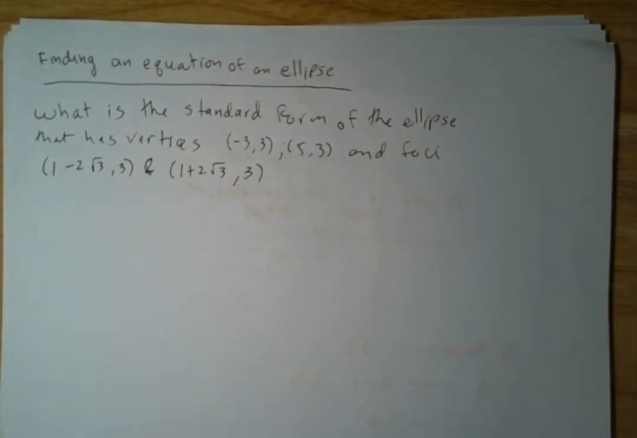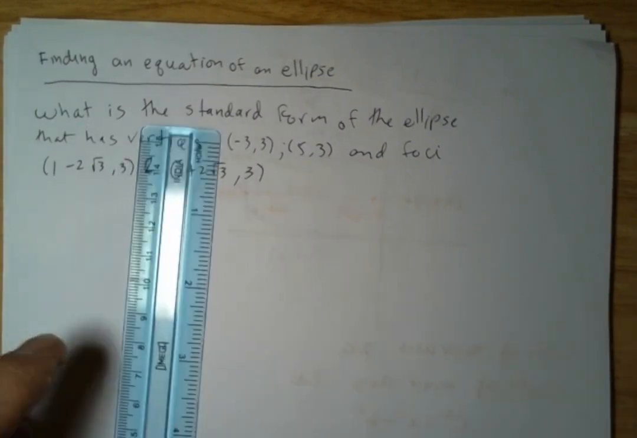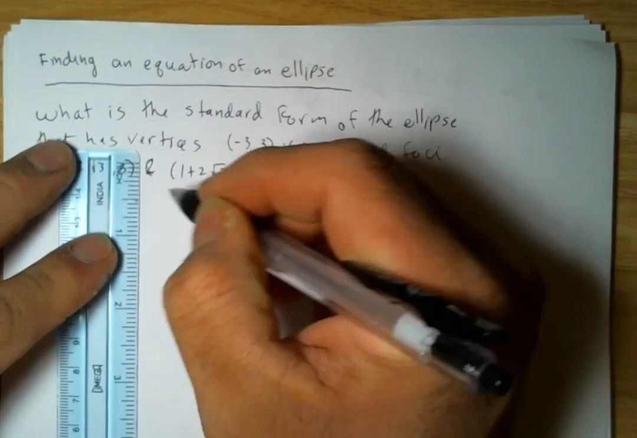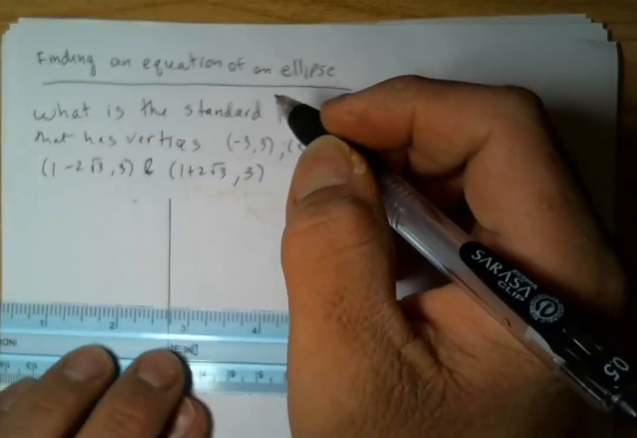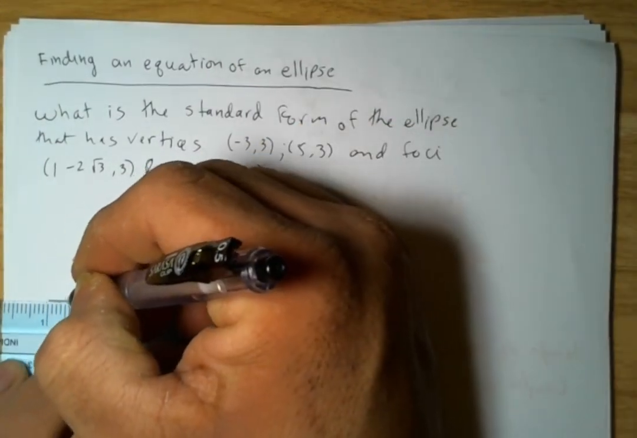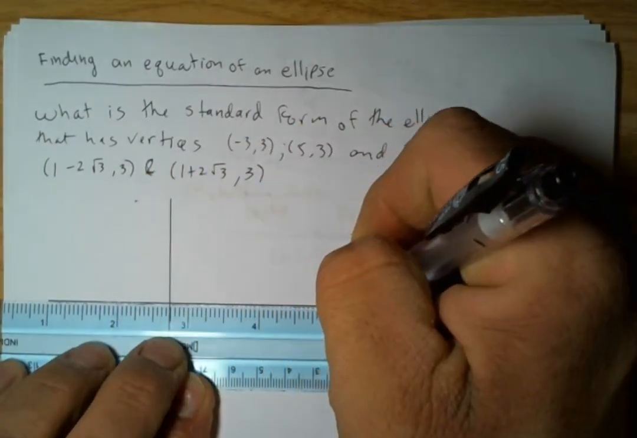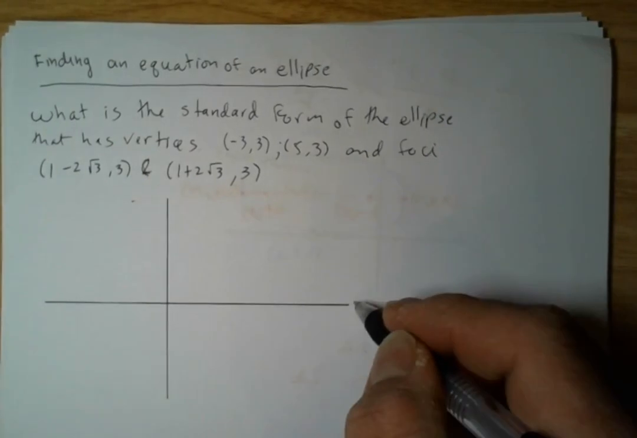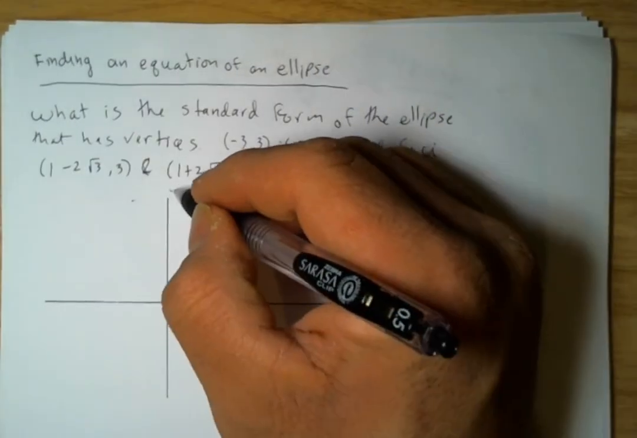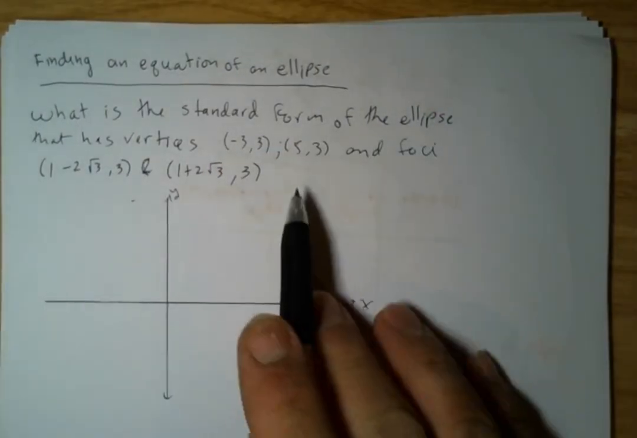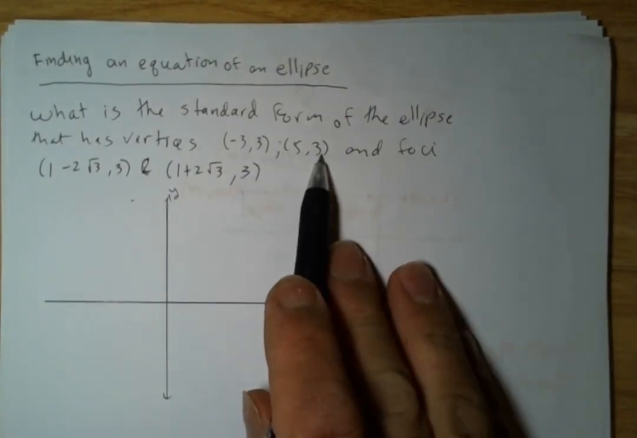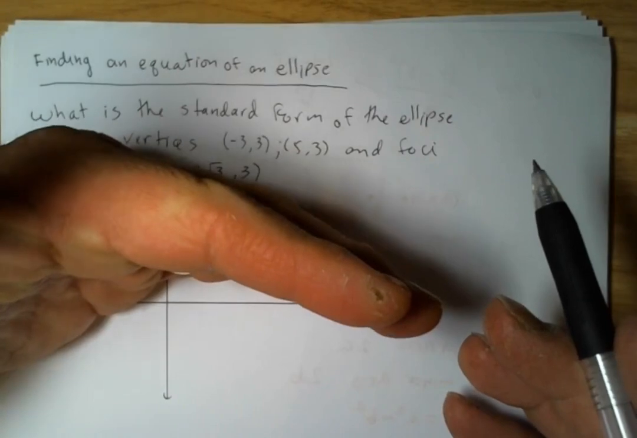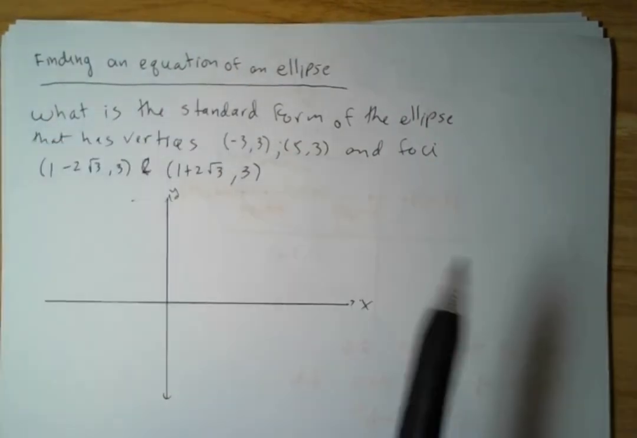A good place to start with this is, let's just plot these points. Right away, I could see that it's going to have a major axis along the horizontal, along the x-axis. How do I know that? Well, by just looking at the values of these vertices. Notice that the y-coordinate is fixed, and it moves along the horizontal. And you'll see that.